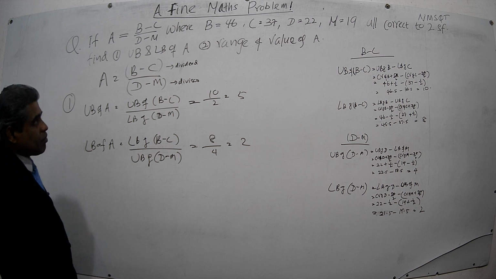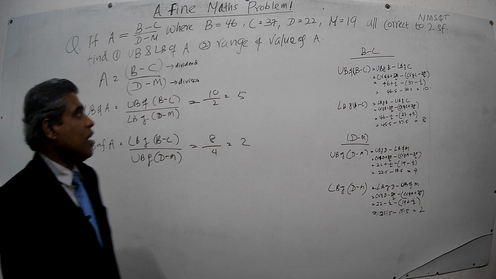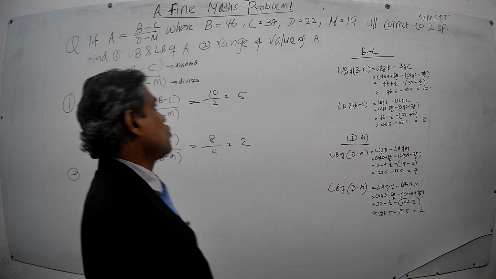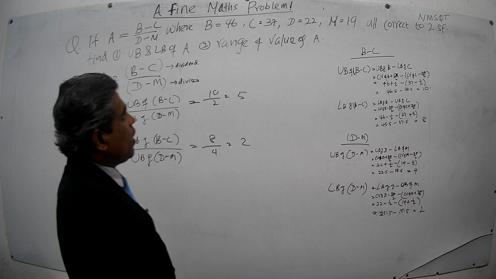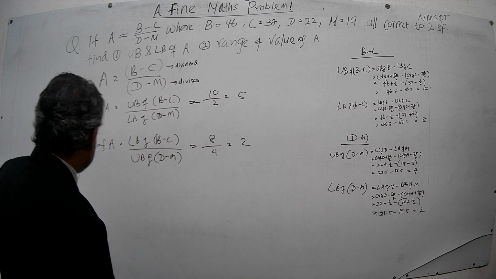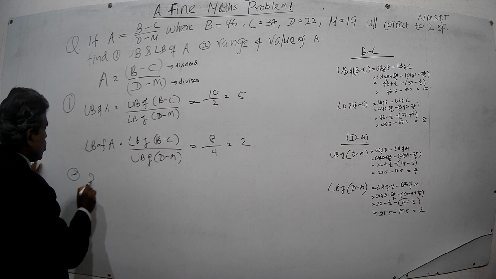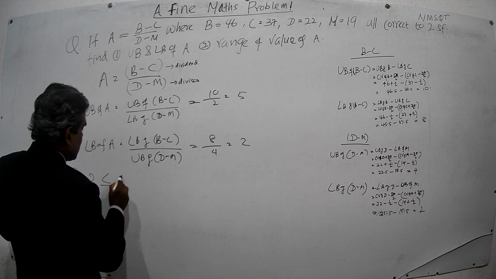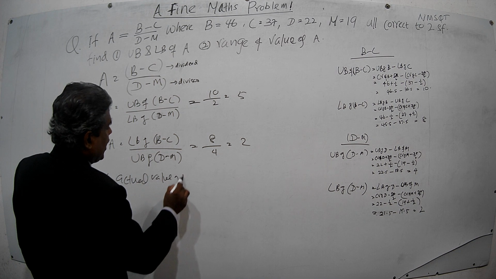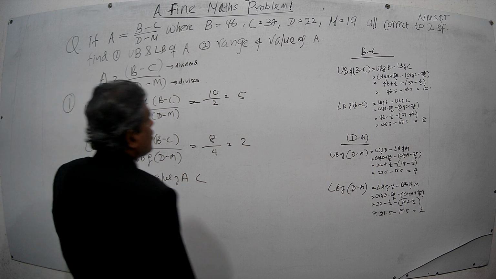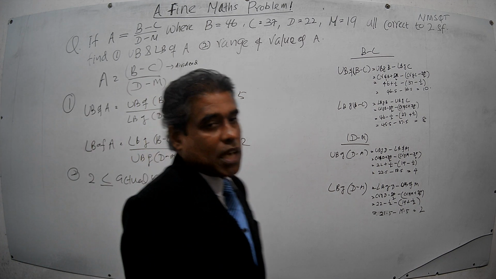Now we are going to find the second one, the range of actual values of A. The range is always the lower bound less than or equal to the actual value of A, less than the upper bound. The lower bound is 2, so write 2 less than or equal to A, less than 5, the upper bound. This is the answer. Okay, the whole question has been answered.